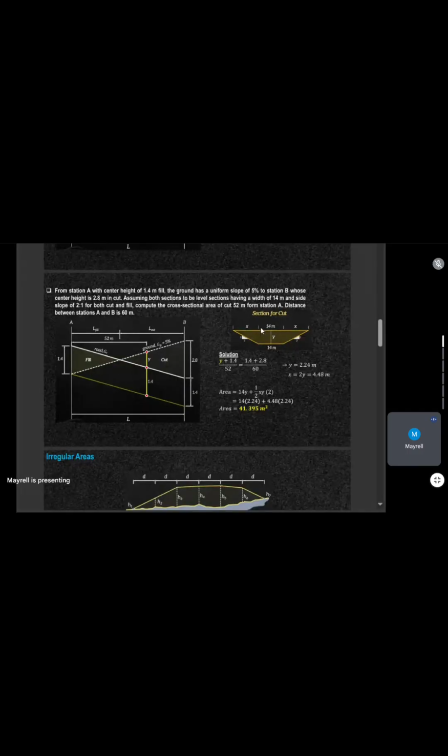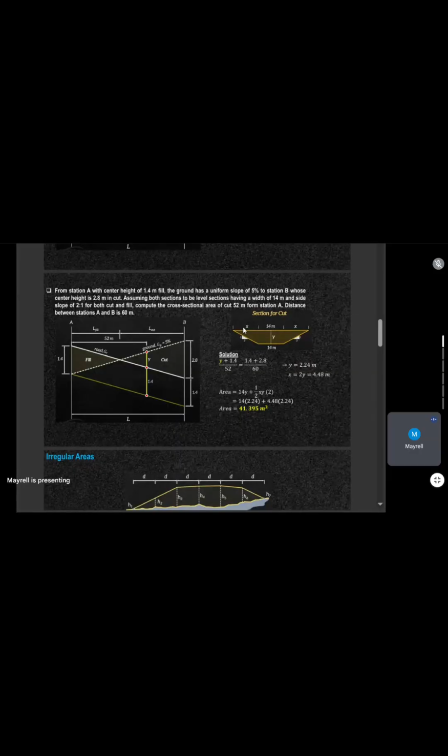So 14, that's our road width, and then y here, and call this distance x. So assume this is symmetrical, so that's x, and the side slope, that's 2 is to 1, so 2 horizontal and 1 vertical. Okay, you can solve for x, that is equal to 2y. So x is 4.48 meters.